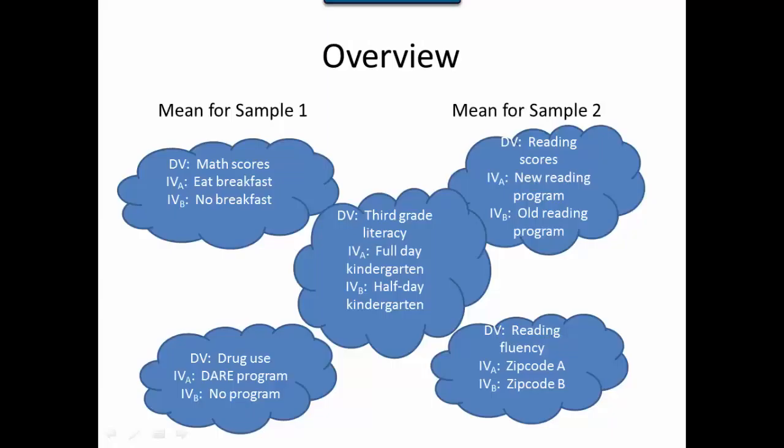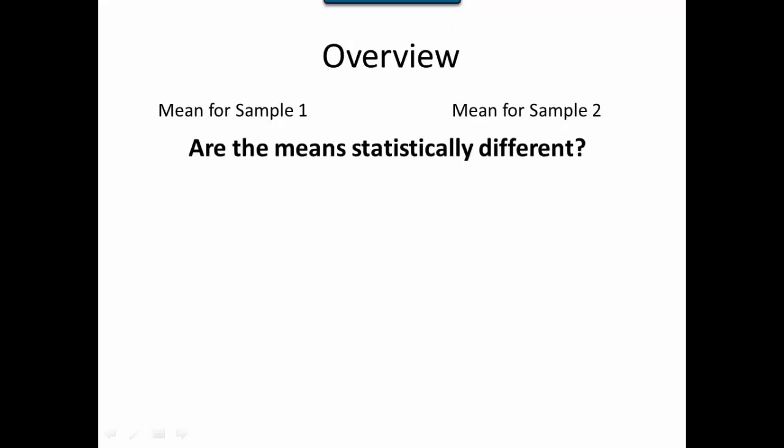In all of these cases, we're going to compare the mean for one sample with the mean for another sample. So what we're really asking is, are the means statistically different? We know that we always risk pulling a sample that is not very probable, way out in the tails of the distribution, just through the luck of the draw. Let's pretend we're comparing the math test means for a group of students who ate breakfast and a group of students who did not eat breakfast.